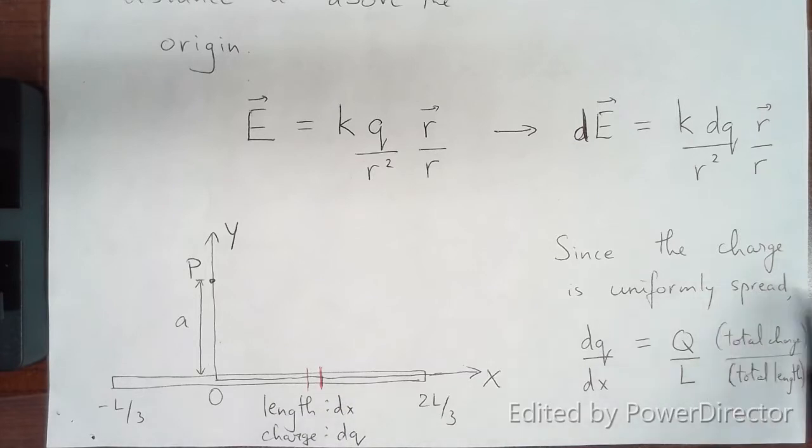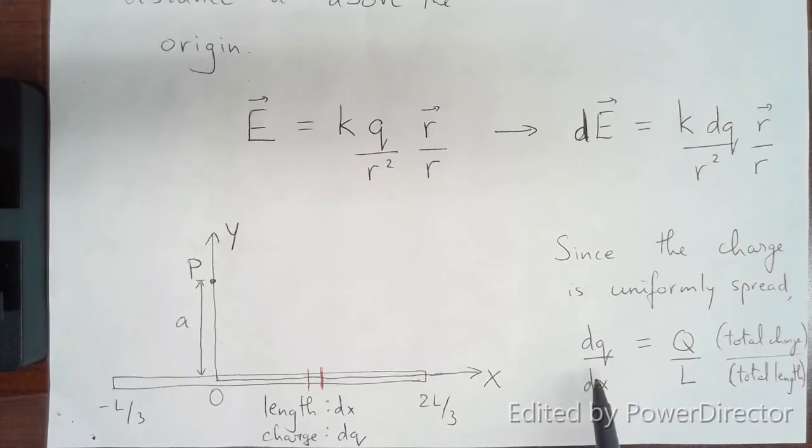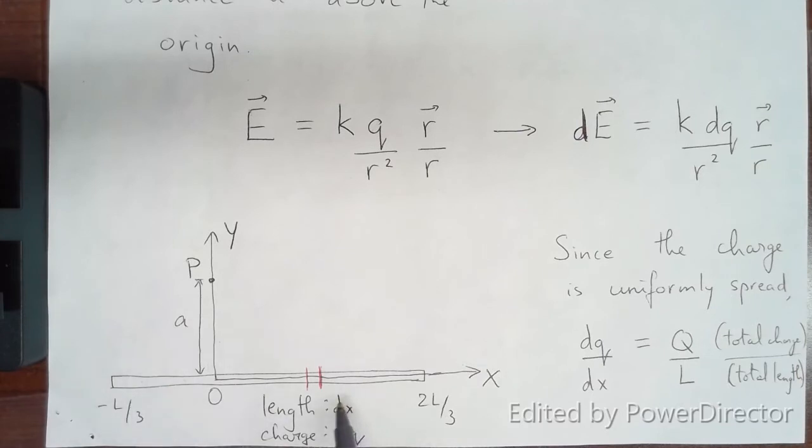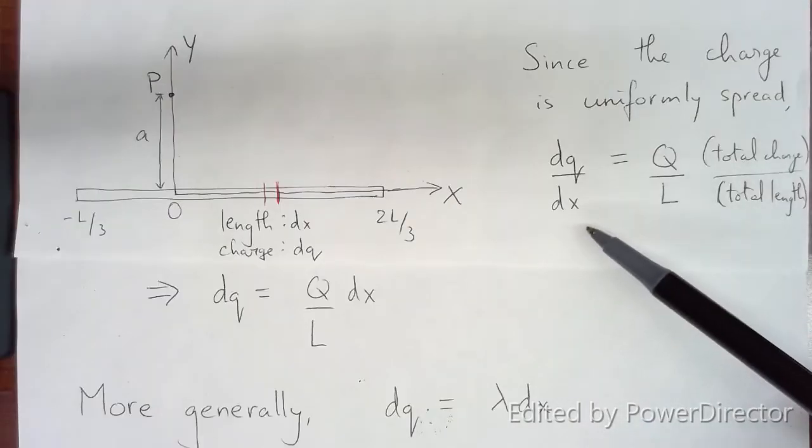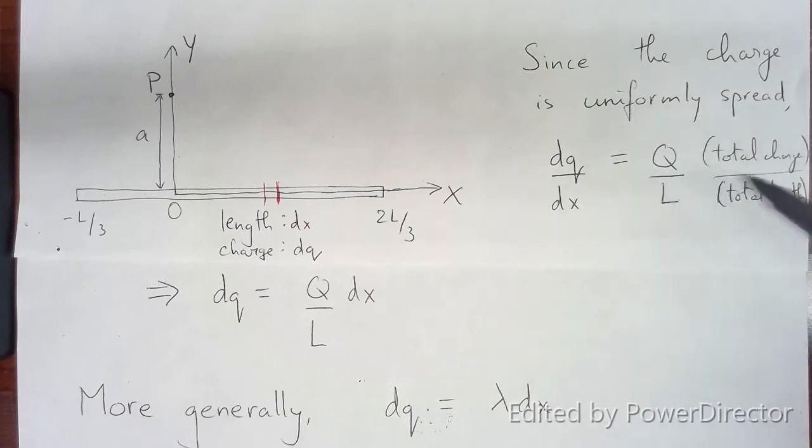Now, since the charge is uniformly spread, this ratio dq over dx, the charge over the length, should be the same as the total charge over the total length, because every little bit of the rod has that same ratio compared to any other bit. The charge is not more concentrated on one end compared to the other. So we can say that dq over dx is Q over L. So since the ratio dq over dx is Q over L, we can rearrange that to dq is equal to Q over L times dx.